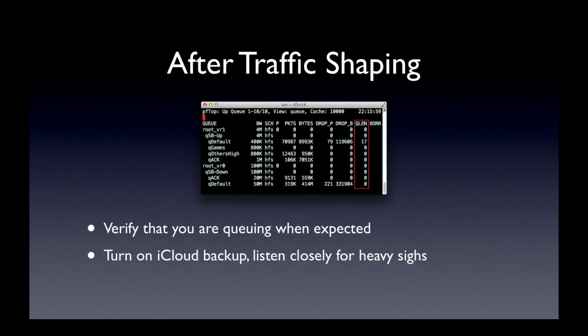So to make sure that you're doing the queuing, you can use pftop and hit left arrow once after you launch it, and that brings you to the queue view. And the column that I want to highlight here is the queue length column. You basically just want to make sure that this number is non-zero anytime that you would otherwise be saturating your upload or download. So whenever you do big uploads, for example, you should see the upload queues getting packets.